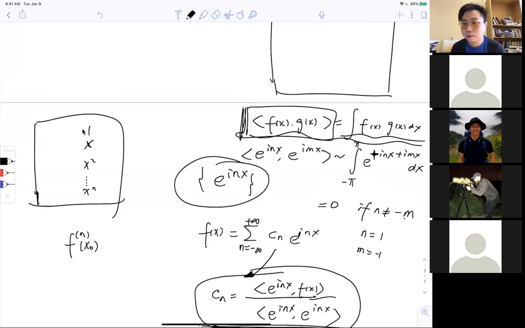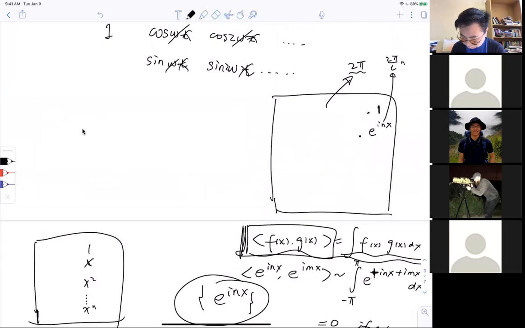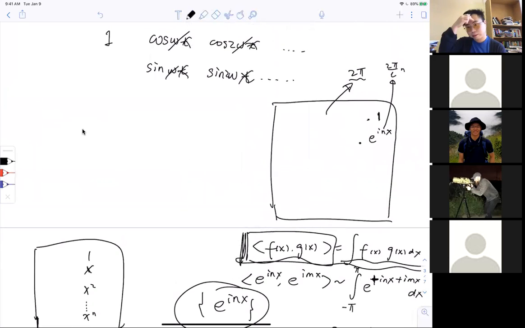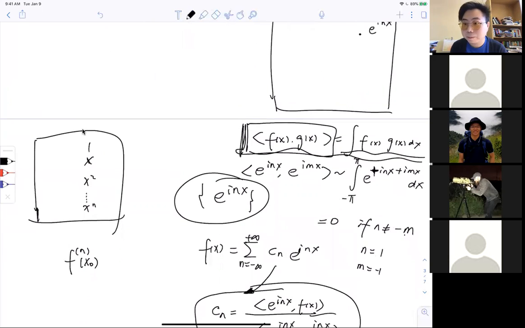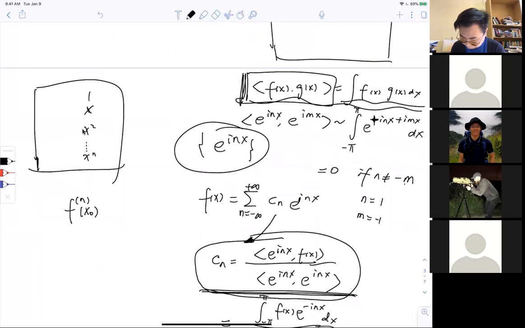Sorry, I want to see the picture of the e^{inx}. Yeah. Thank you. Let me take a picture. I see. So quick question: n and m represent the general coefficients in the exponent, and then you're saying that in order for it to be orthogonal, n must be equal to minus m, or it shouldn't be.